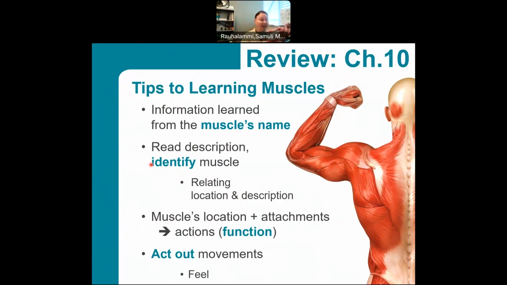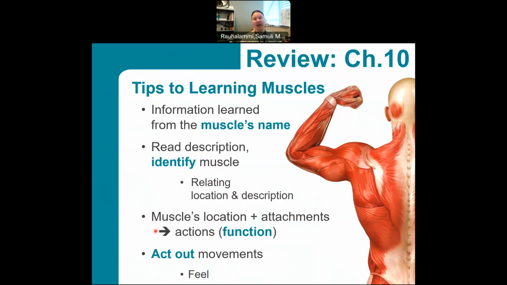But I would really encourage you to identify those structures, try to find them in many different diagrams, many different presentations. Really relate where they are located, what they look like, what you're being told about them.